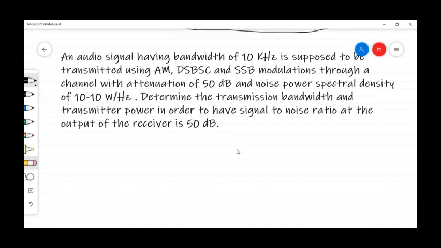Now let us proceed to see how to solve this. First we find out the bandwidth.